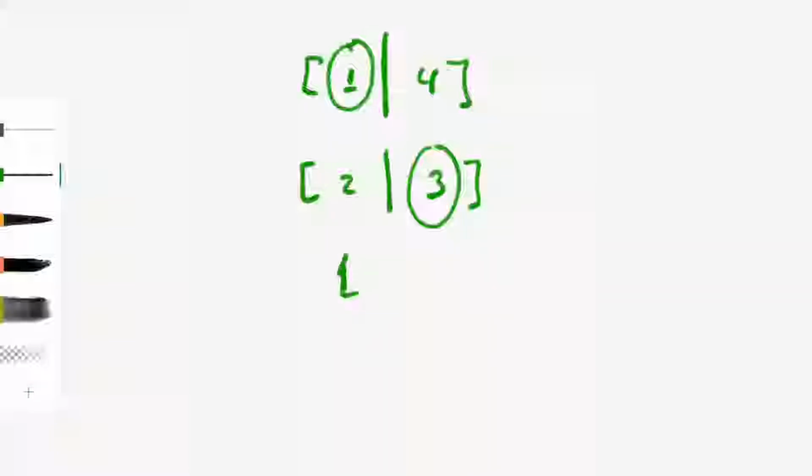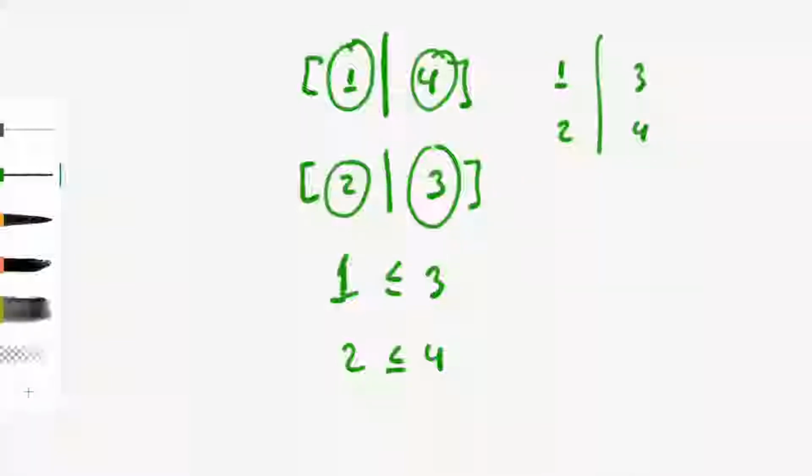So in our case, 1 is less or equal than 3. And then we need to check that the left element from the second array is less or equal than the right element from the first array. So in our case, 2 is less or equal than 4. If our conditions are met, that means all elements on the left side are less than or equal to all elements on the right side. So we have 1, 2, 3, 4, and we can guarantee that all of these elements on the left are less or equal than all elements on the right side.